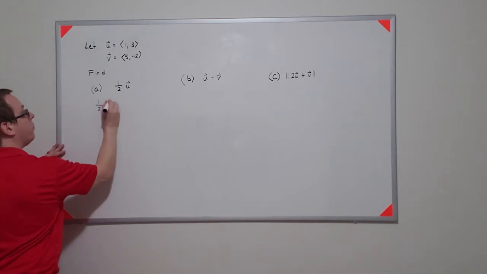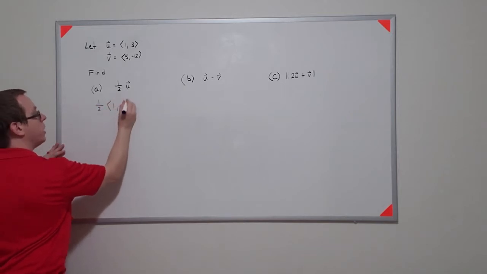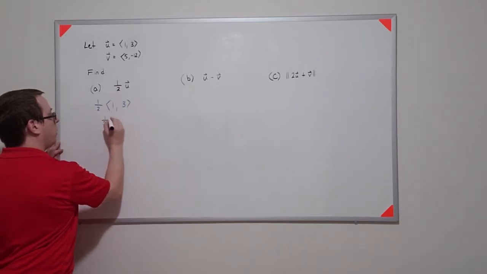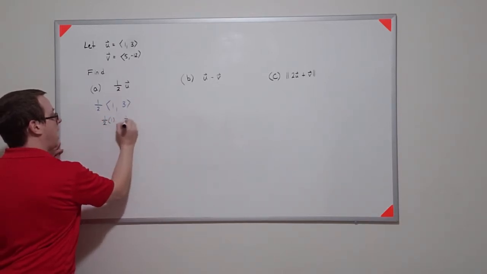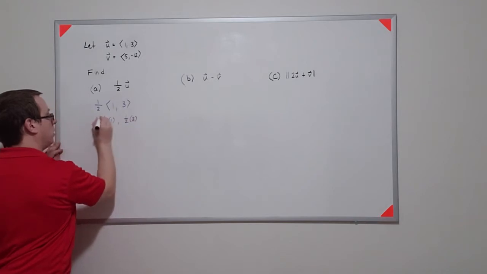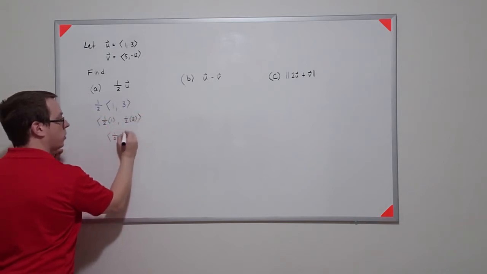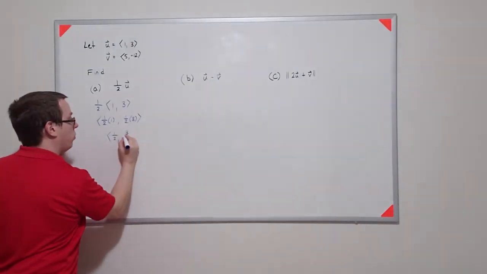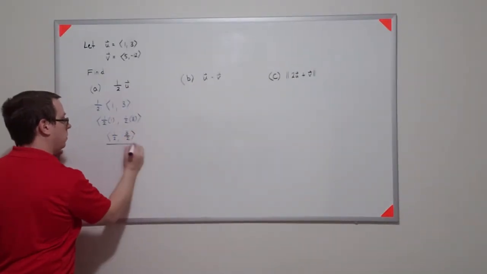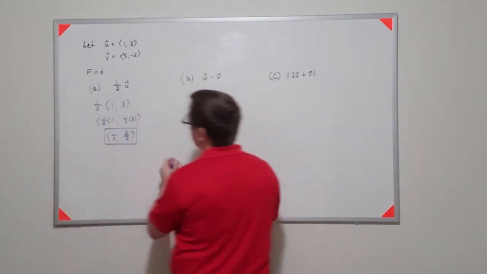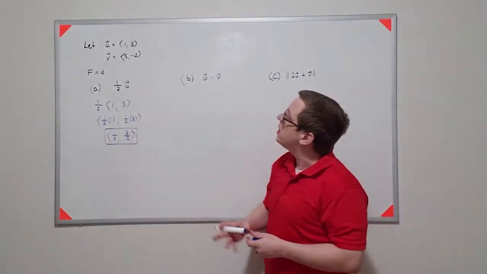So 1/2 times 1, 3 is 1/2 times 1, 1/2 times 3. So that's 1/2 and 3/2. Simple enough. So now let's get u minus v.